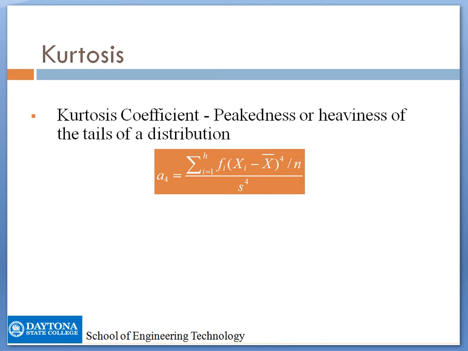Now, kurtosis indicates the peak of the data, the peakedness of the data, and is represented by A sub 4. So it is a dimensionless value that is used as a measure of the height of the peak in a distribution.